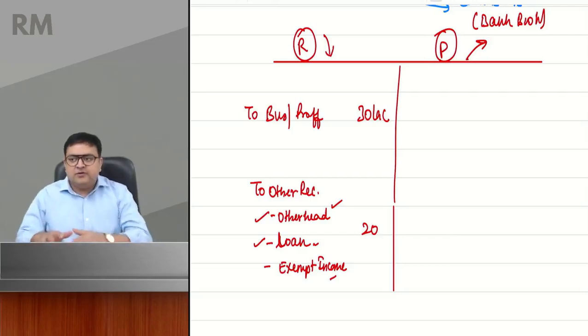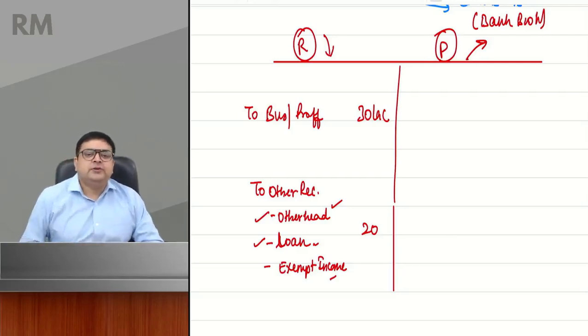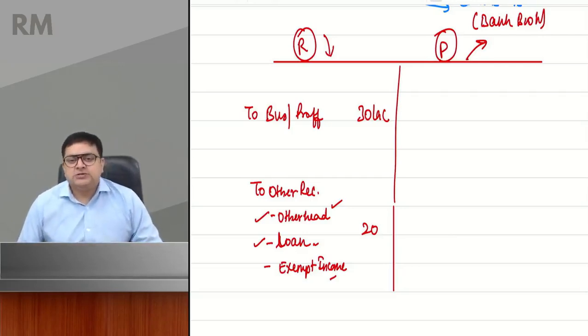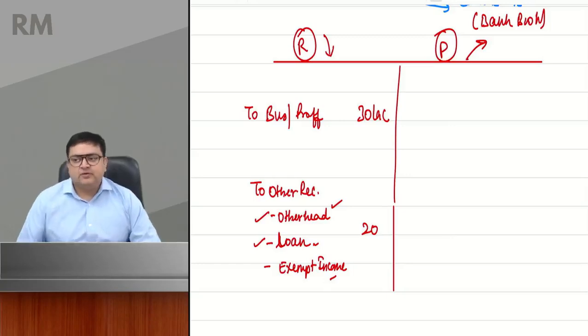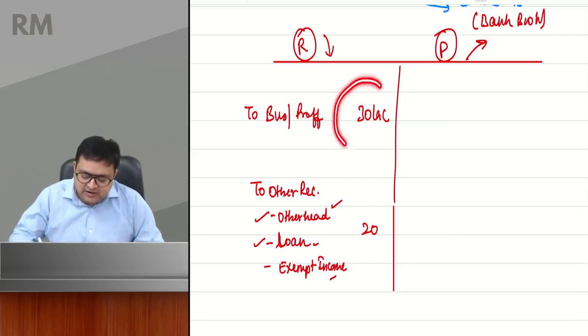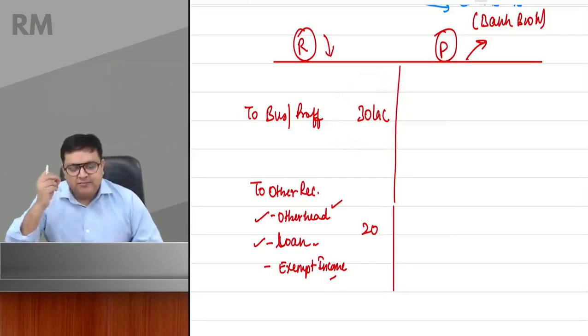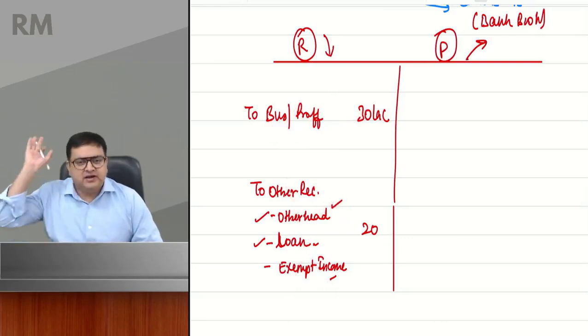Guys, if I ask you how much is my PGBP right now, how much will you tell? Out of 50 lakh, how much is your PGBP? 30 lakh only. Everybody agree? 30 lakh only, 20 lakh you will not consider. So while computing your PGBP, you consider only your business receipts. You don't consider your other heads income. Other heads income will go in other heads, not in PGBP.